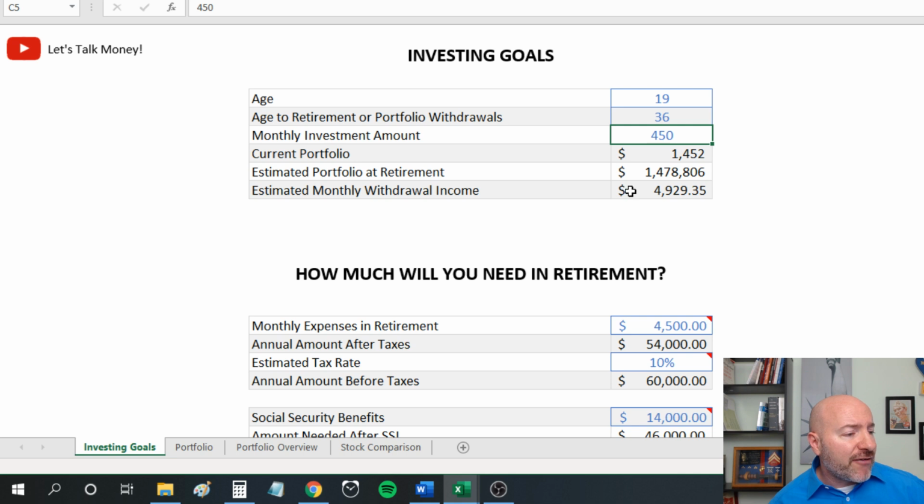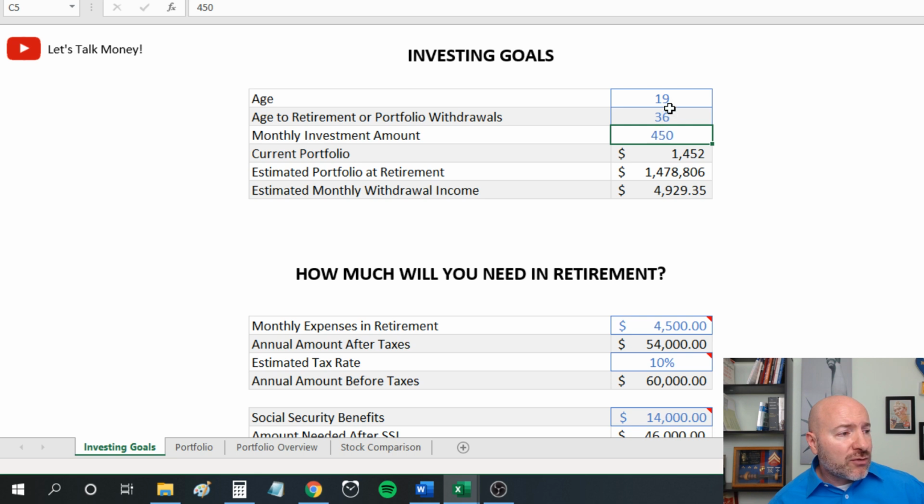And then it's just going to take 4% of the estimated portfolio and show you what kind of withdrawal income you can get. I went off the 4% because it's a popular financial advisor rule. You can take 4% of your money out each year out of your portfolio in retirement, fairly safe, and not worry about going broke in retirement. So that's what I did here.